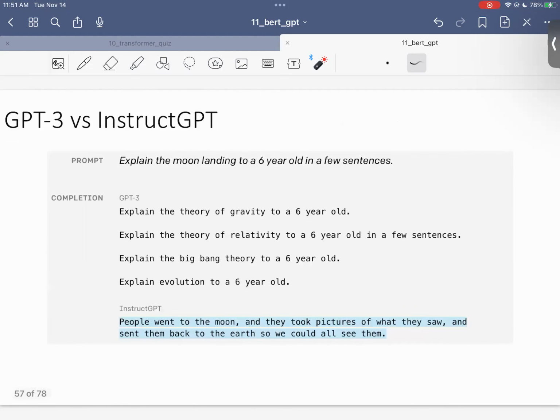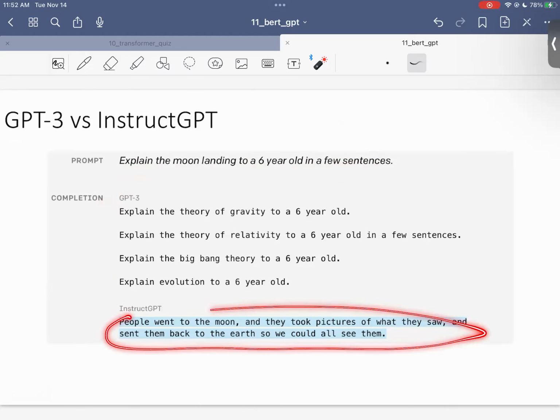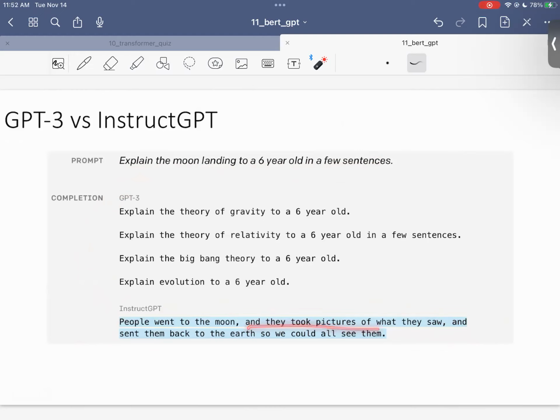So, a comparison between the two. If you ask GPT-3 to explain the moon landing to a 6-year-old in a few sentences, GPT-3 will just simply repeat it, following the context. It wouldn't understand what you want it to do. It just repeats what you told it to do. But InstructGPT will actually do it for you: people went to the moon and they took pictures of and so on. It understands what you want it to do.